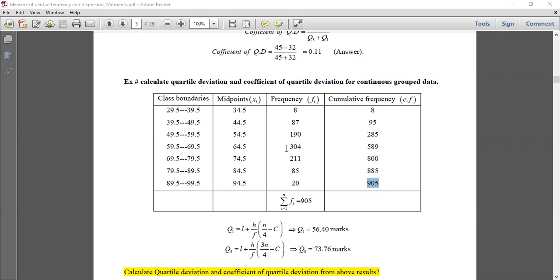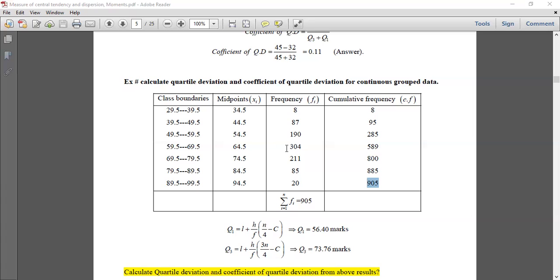Sir, what will Q3 be? 678.75. We are not calculating Q1 and Q3 yet. We are just finding out the quartile positions first: which class the first position value lies in, and which class the second value lies in. So what did we get for the first value?